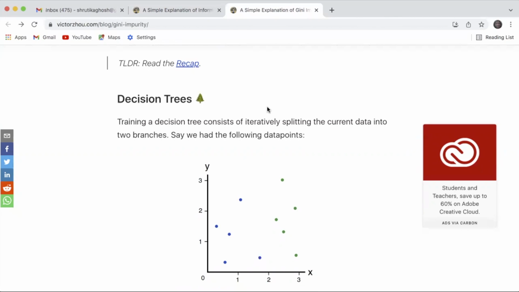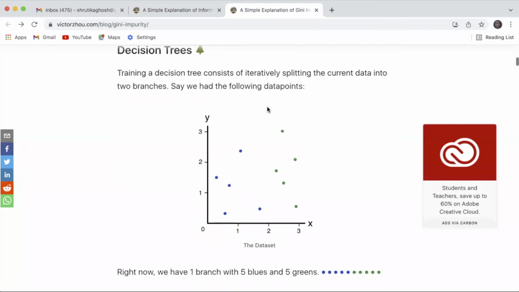Okay. Now let us take a data set. As you can see, a scatter plot is shown here. On the horizontal, it is the x-axis, vertical, it is the y-axis, having the scale as 1, 2, 3. And the points you can see as blue points and the green points.